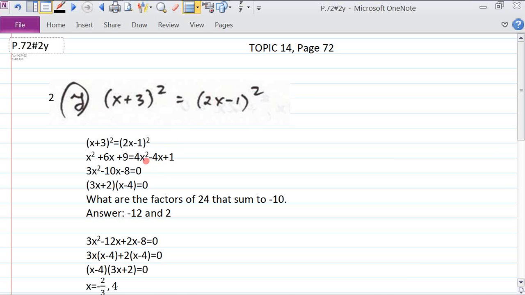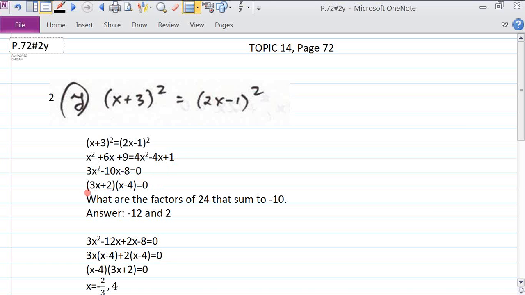Now I'm going to collect the terms, and I'm going to bring them to the right side just to make it a little easier. So I'll bring this over to this side. 4x squared minus x squared gives me 3x squared. And then minus 4x, bring this over to this side, becomes minus 6x. Minus 4x and minus 6x becomes minus 10x. And plus 9, bring it over to the right side, becomes minus 9. 1 minus 9 becomes minus 8.